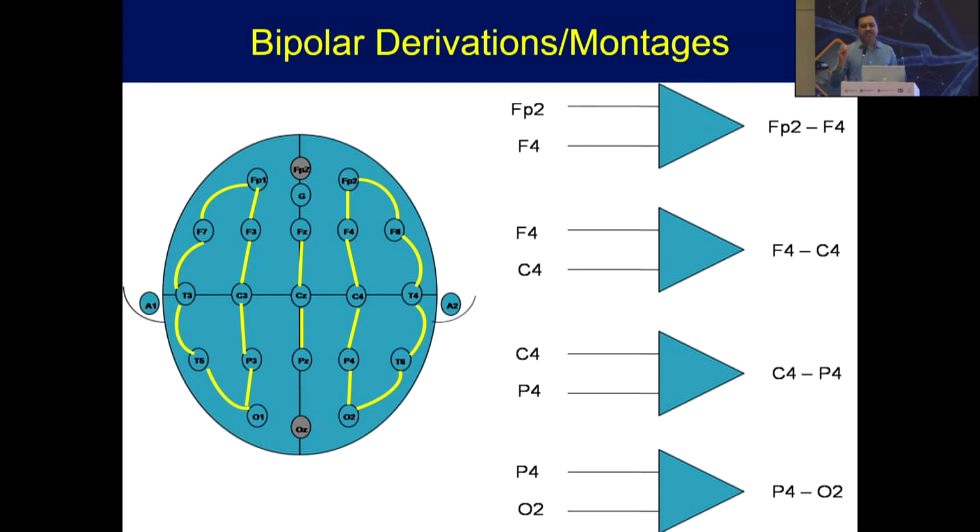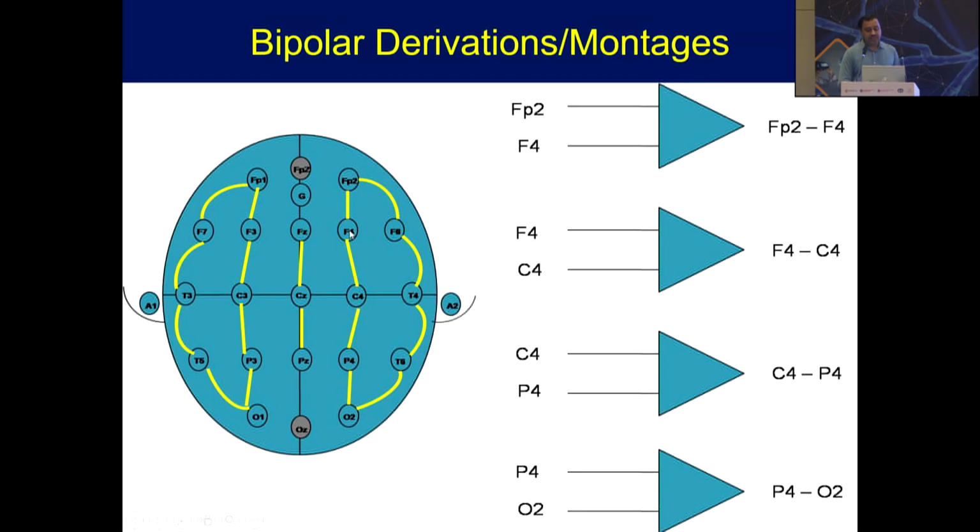When we have two inputs and both the inputs are active, as in the ECG, then it becomes the bipolar derivation. Bipolar means both the poles, or both the inputs, are active. In this bipolar derivation, we can connect the electrodes in different ways. One way is connecting the electrodes longitudinally, so that Fp2 is connected to F4, meaning the channel Fp2-F4 shows the difference between Fp2 and F4.